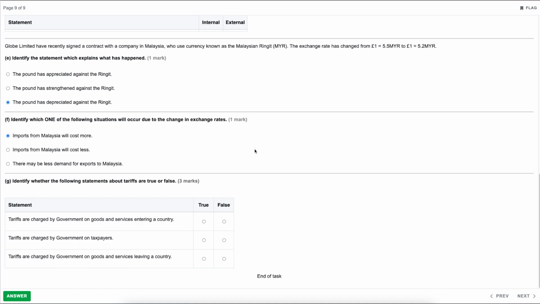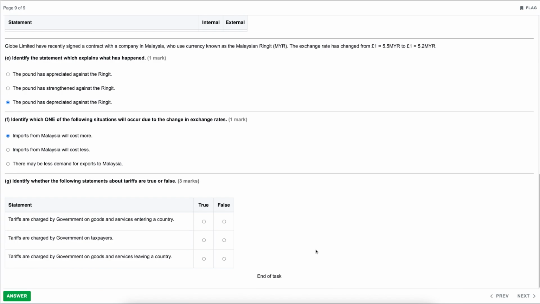And then the bottom option, let's again just make sure this is incorrect. So there may be less demand for exports to Malaysia. So if anything, it'd be the opposite of that. If the pound has weakened against the Malaysian ringgit, then actually it would be the opposite, and it's more likely for demand for exports to Malaysia to go up, because from the Malaysian perspective, their currency has actually got stronger against the pound, which is a good thing for them. So there's more likely to be a higher demand for exports. So it would be our top option.